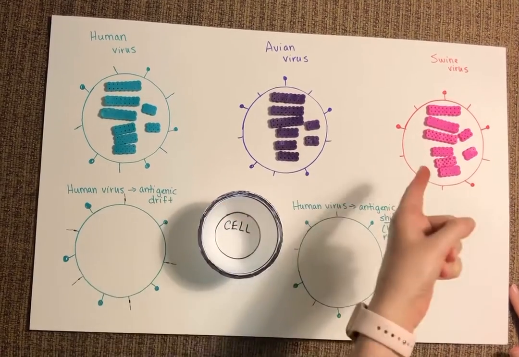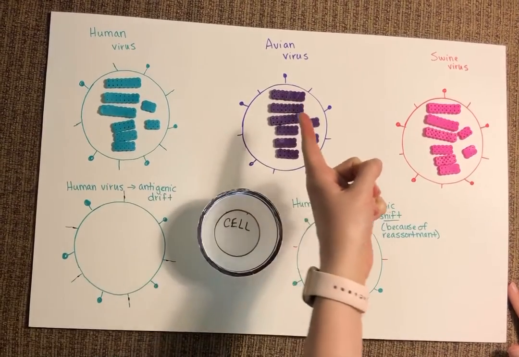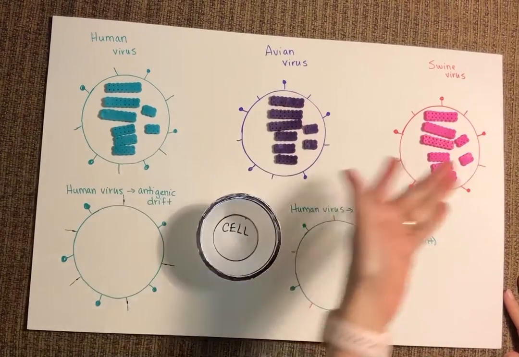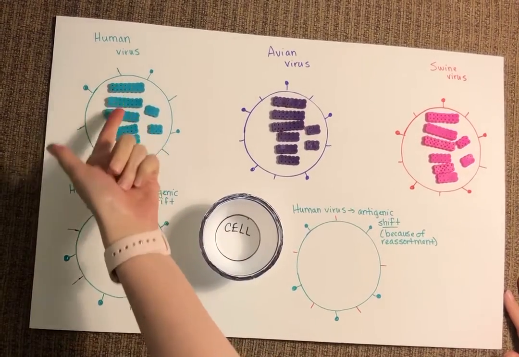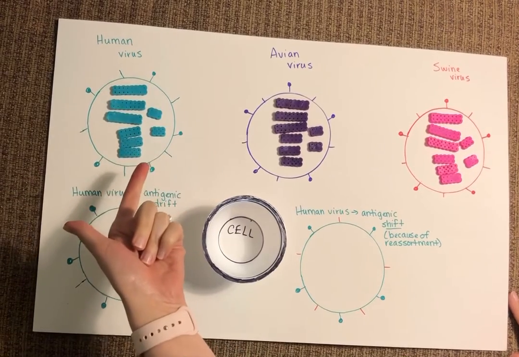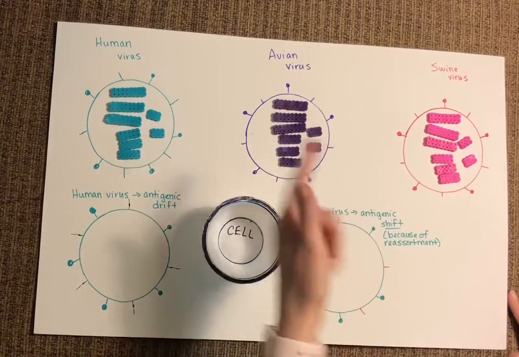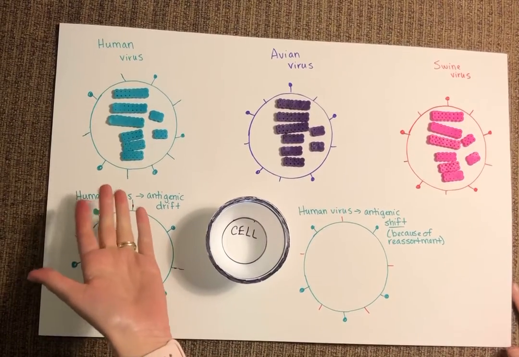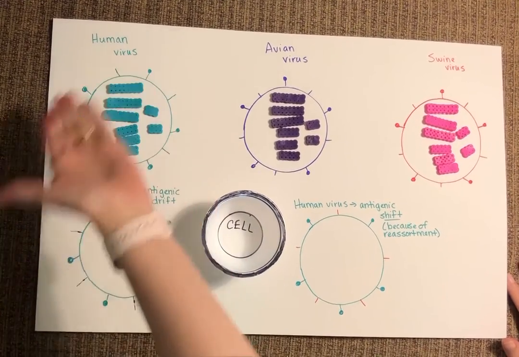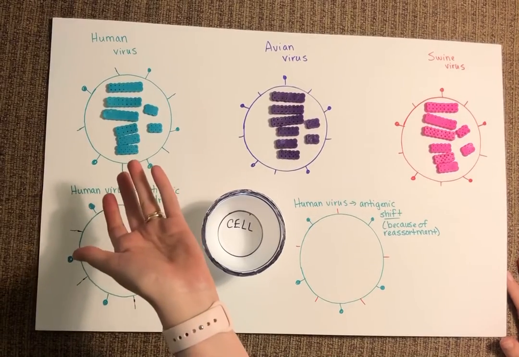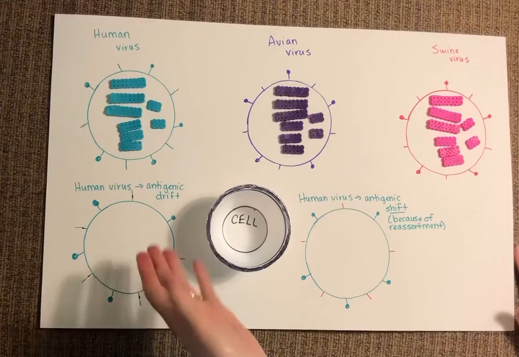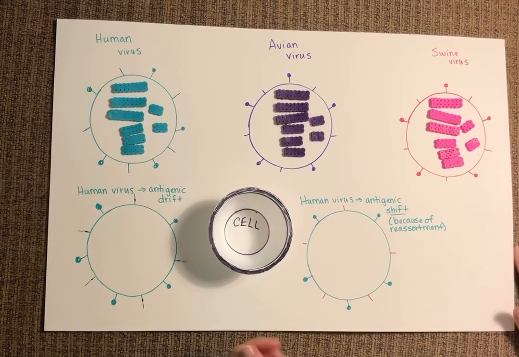And what you can see here is that the genetics of these viruses are a little bit different in terms of the colors, but each one has 8 pieces of its single-stranded RNA genome, and each one has these surface proteins. There's different types of surface proteins, but you could envision these as the hemagglutinin and the neuraminidase, the H and the N. So let's assume we're talking about type A influenza viruses.